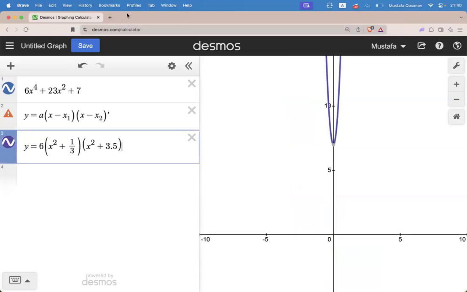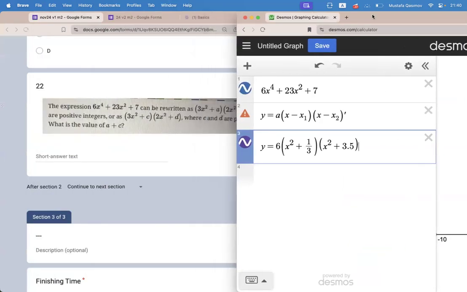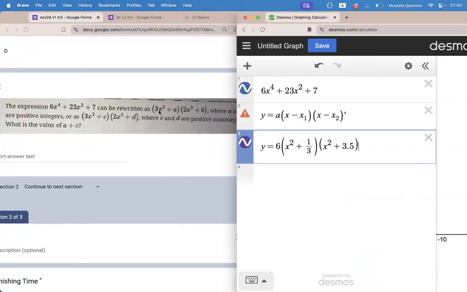Okay, now let's look at these two different cases. It says that we have to write 3x squared and 2x squared. But for the first one, a and b are integers. For the second one, c and d are non-integers. That's why you have to think it like that. First case is like this.